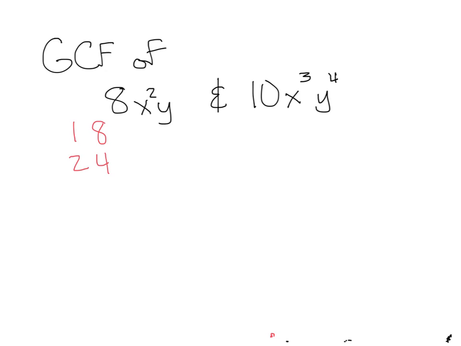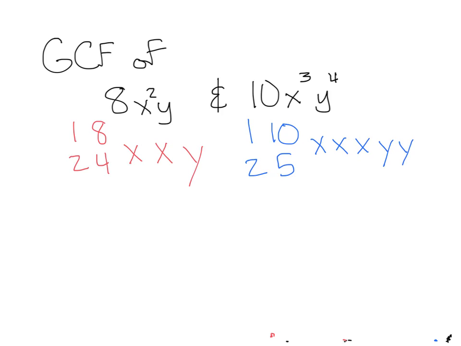When we think about the variable x and x squared, what we can do is we can write out how many x's are there. In this case, there are 2 x's, and there is 1 y. If we look over at 10x cubed y to the fourth, we'll break it down in the same way. So the factors of 10 are 1 and 10, 2 and 5. Those are the only values that multiply together to give us 10. We know that there are 1, 2, 3 x's, and there are 1, 2, 3, 4 y values.